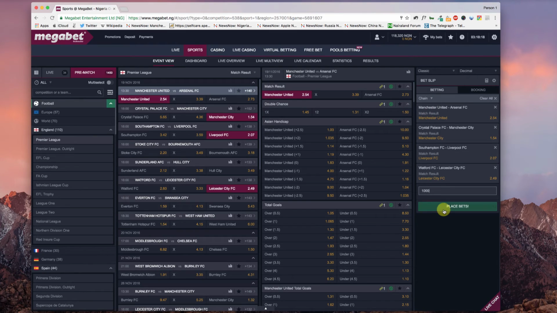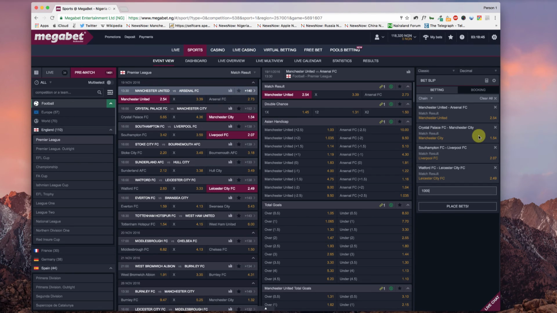Now, if I place this bet and Manchester United wins, I would get, for 1,000 naira at 2.54, 2,540 naira. The system would take the 1,540 naira profit and put it in my account, and then reinvest the 1,000 naira capital in the second bet.